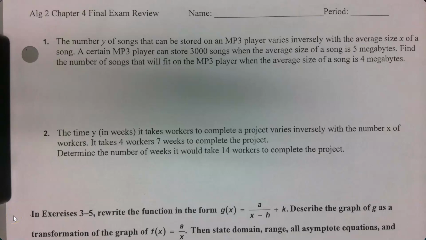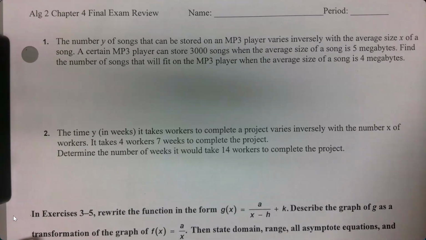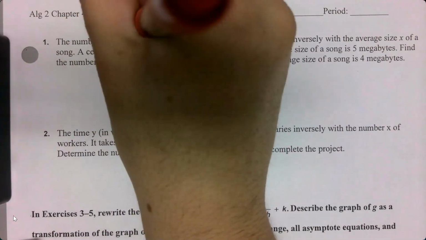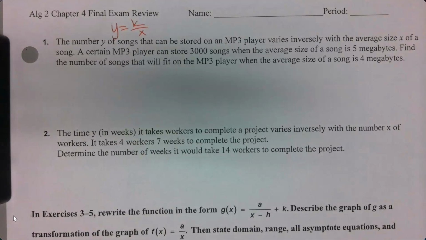In this video, I'm going to be going through the Chapter 4 final review. Number 1 says the number y of songs that can be stored on an MP3 player varies inversely with the average size x of a song. A certain MP3 player can store 3,000 songs when the average size of a song is 5 megabytes. Find the number of songs that will fit on the MP3 player when the size of a song is 4 megabytes. So, when it says it varies inversely, remember this is in the form y equals k over x.